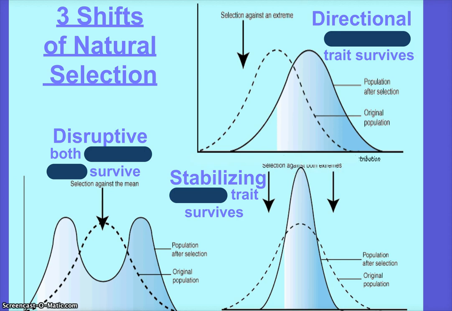Abby, what has to exist for evolution to occur, and why do we start with a bell-shaped curve? Genetic variation within a population, and a bell-shaped curve shows genetic variation. There's a little bit of everybody, right? Now, if directional selection occurs, what's happening?